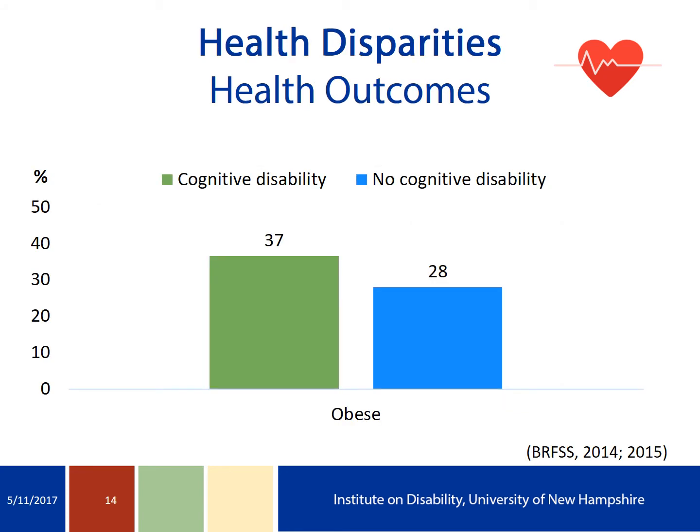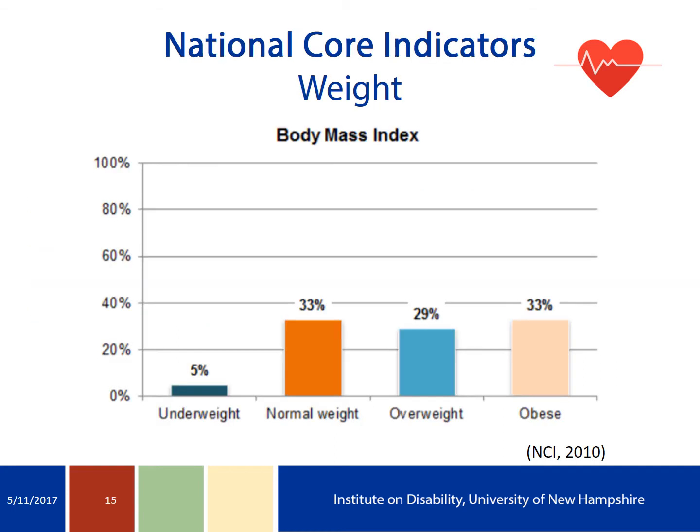Turning to health outcomes and returning to the Behavioral Risk Factor Surveillance System, we see that 37% of individuals with a cognitive disability are obese, compared to 28% of people with no cognitive disability. Comparing that to National Core Indicators, we see that 33% of people who receive DD services are obese.